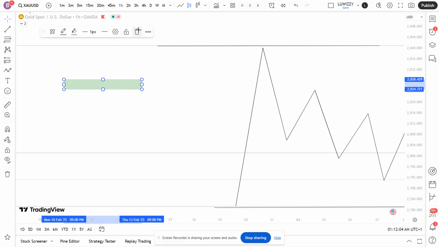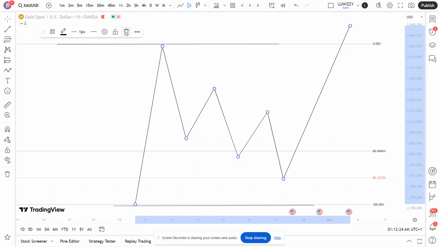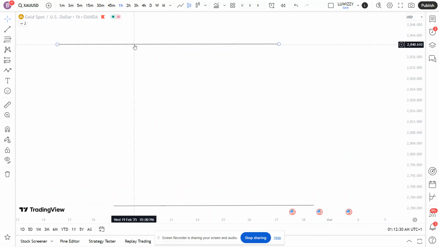Now you've seen how to use the fib level to know your premium pricing, equilibrium pricing, and discount pricing, right? And you've seen how to use the fib level as a retracement fib level when dealing in a range, right? Now let's talk about fib extension. I told you guys fib level has, I think, three uses. You use it to know your premium, equilibrium, and discount pricing.